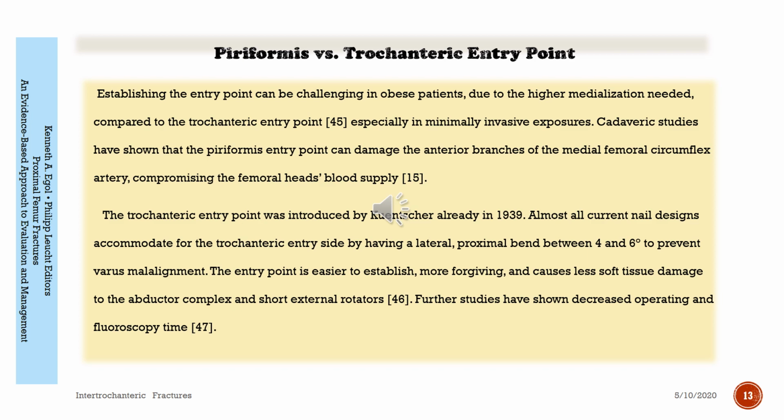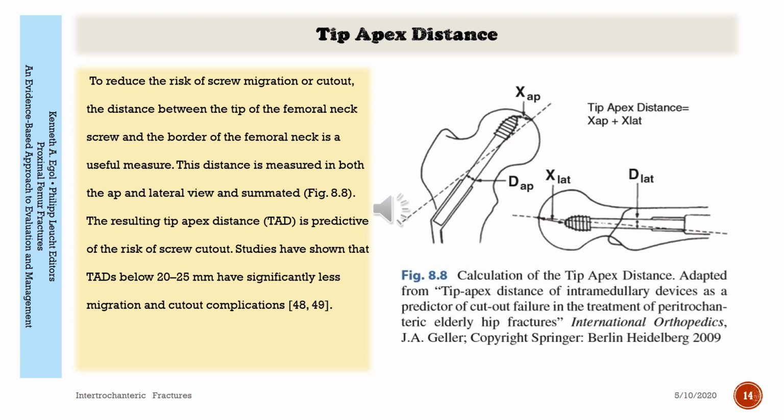What is the tip apex distance? Tip apex distance, described by scientists, is an important indicator for cutout. To reduce the risk of screw migration or cutout, the distance between the tip of the femoral neck screw and the border of the femoral neck is a useful measure.